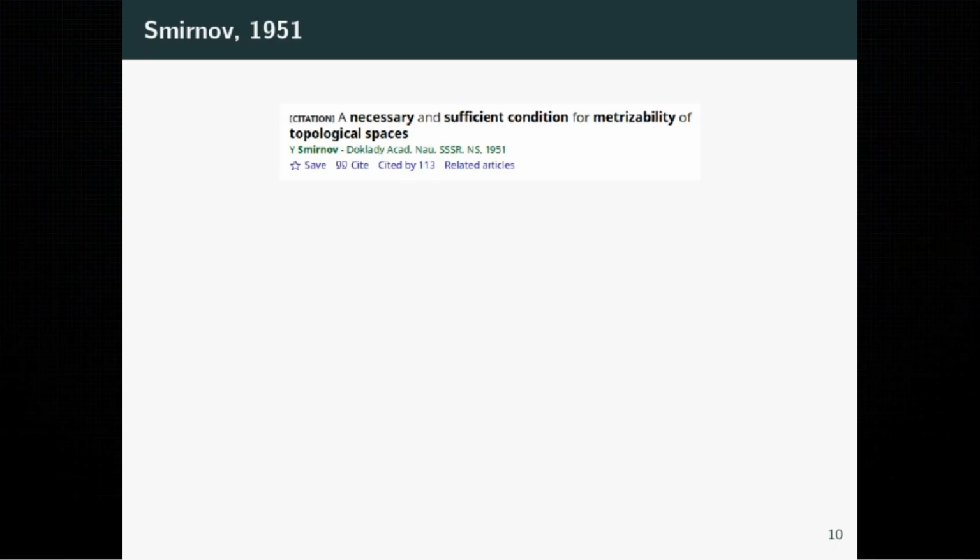Alright, so we are in 1951, and in this same year, a Russian called Smirnov published another characterization, in a paper called "A necessary and sufficient condition for metrizability of topological spaces." I need to mention that the paper was written in Russian, and to my knowledge, there is no English version, but you can find the Russian version online.